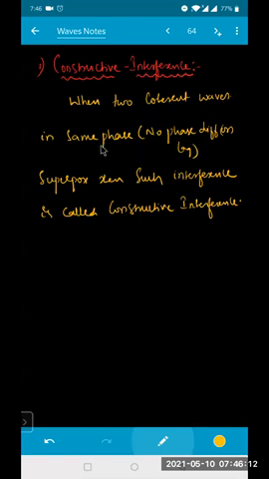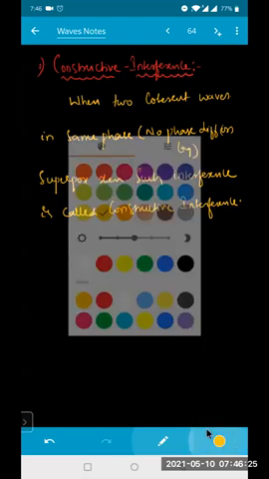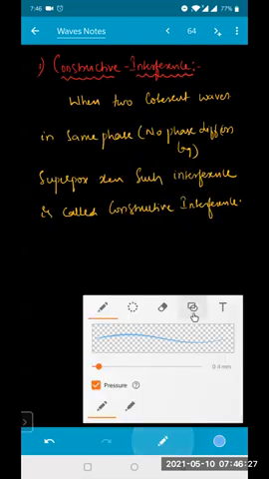When two coherent waves are in the same phase, with no phase difference or lag between them, and superpose, then such interference is called what? Constructive interference. Is it clear? So let me draw the diagram to help you get more clarity.